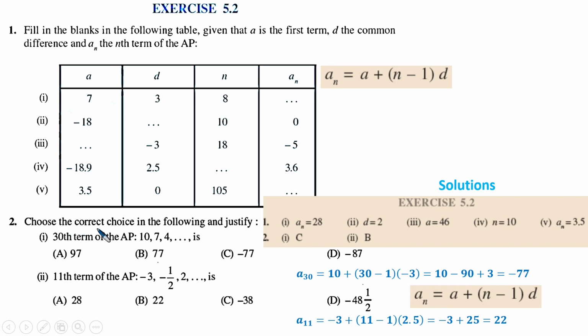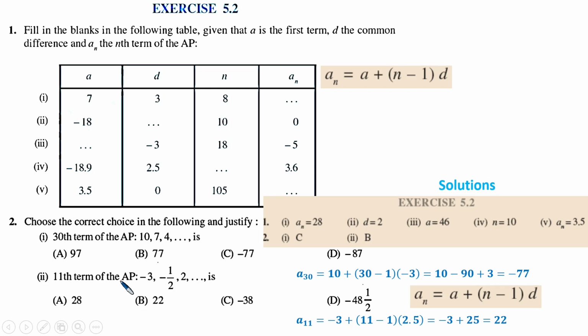Now second, choose the correct choice in the following and justify. 30th term of the AP 10, 7, 4. What will be the 30th term? For this one, the answer is this. How do you get a30? The first term is 10, and you are asked for the 30th term. So n is 30, minus 1, times the difference, which is minus 3: 10 minus 3 is 7, 7 minus 3 is 4. So you get minus 77. This is the answer. C is the answer.